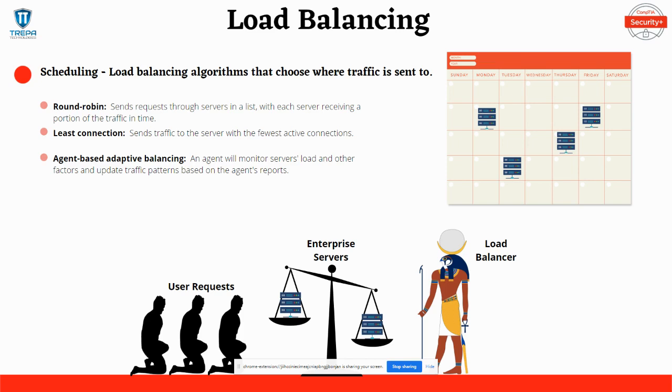So if server 1 has 10 connections, server 2 has 1. When 8 more connections are made, it's going to server 2. Agent-based load balancing will monitor their connection load and other factors to determine how traffic will be sent. So this is taking a more adaptive process. Least connection, like we described, if this is server 1, this is server 2, and there's a bunch going to server 1, our load balancer will start sending to server 2. And then round robin is just kind of in a list, load balancing as it pleases.